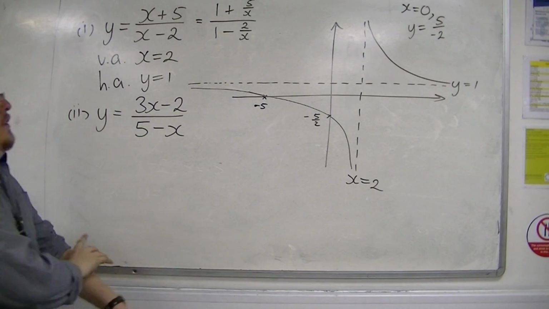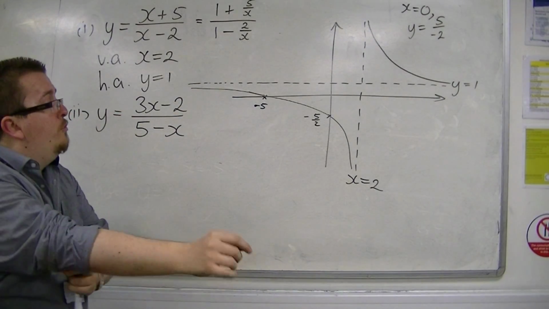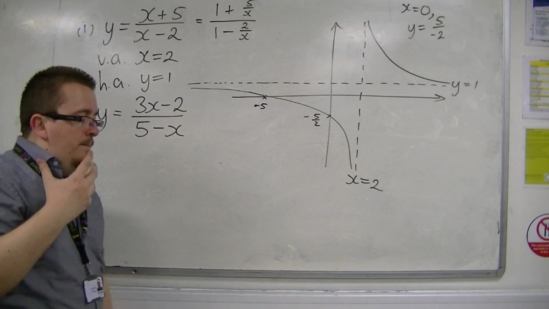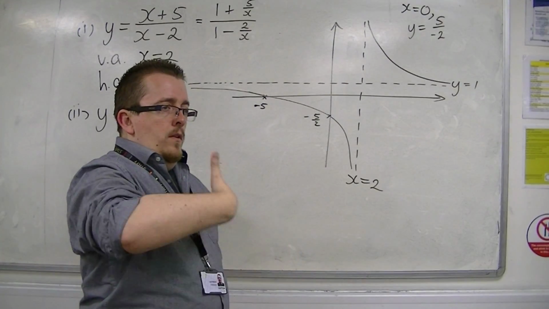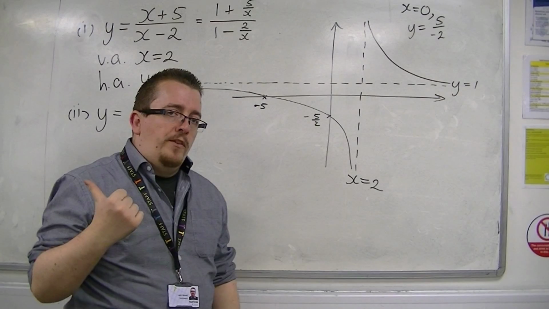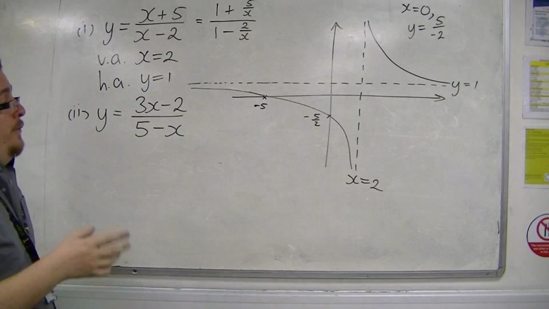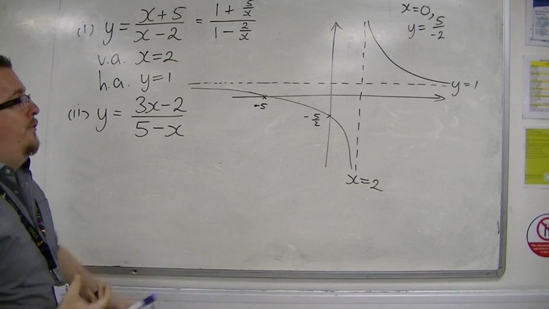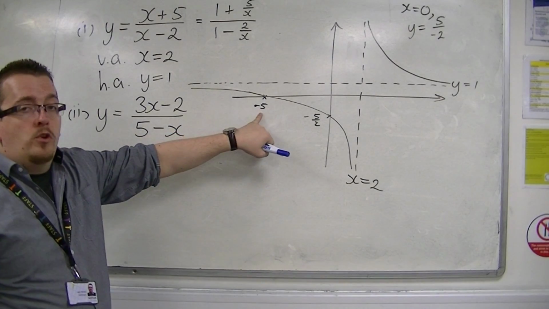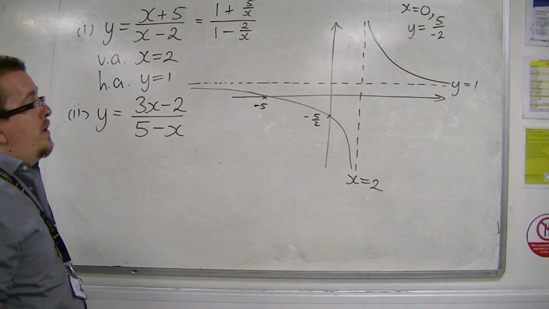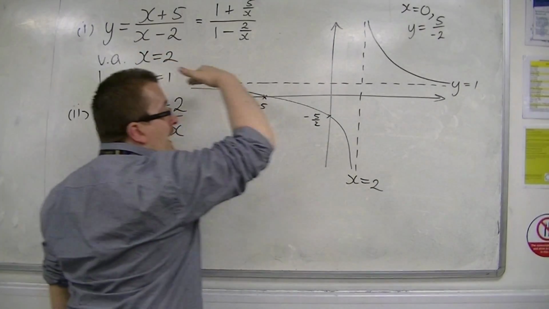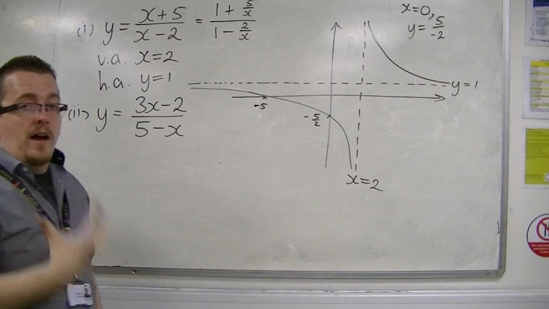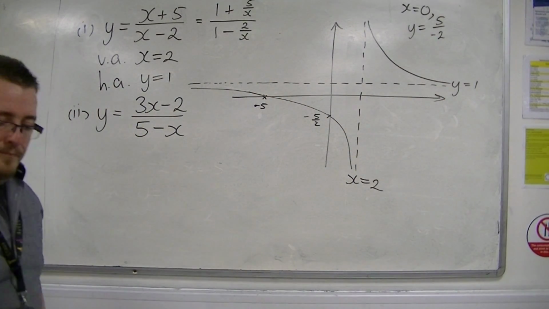Okay, so that's my first example. So the real change here in comparison to the previous ones that we've looked at in the previous videos is that we now have graphs that will cross the x-axis, and we have graphs that are looking like they've got asymptotes at values other than y is equal to 0.